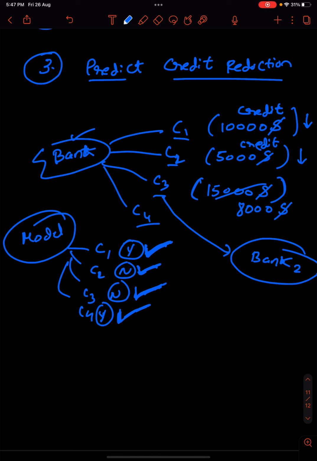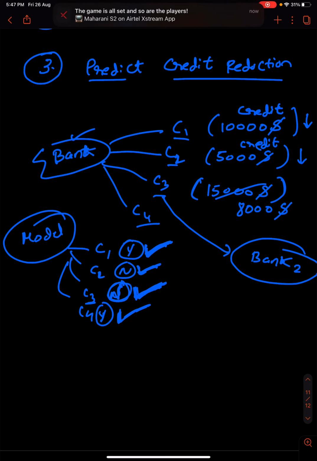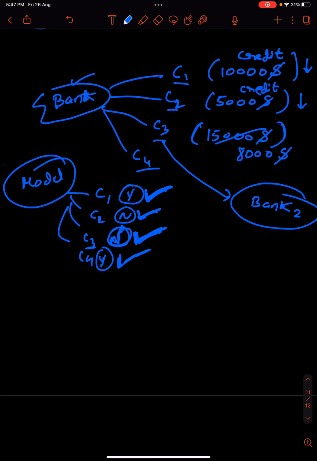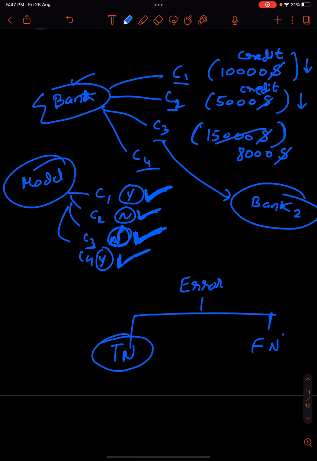Here, do not give him credit reduction, keep the same credit. No, because there is a risk of attrition. So that is what the understanding of the predictions is over here. So here there are again two kinds of error possible, isn't it? Which is true negative and false negative. So negative means what? Here, true negative and false negative.